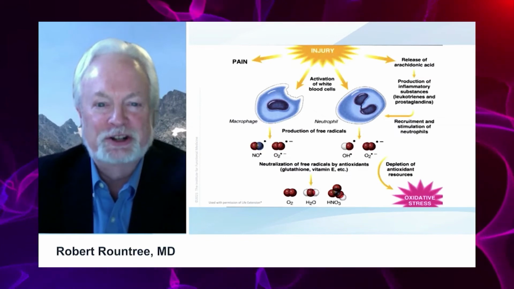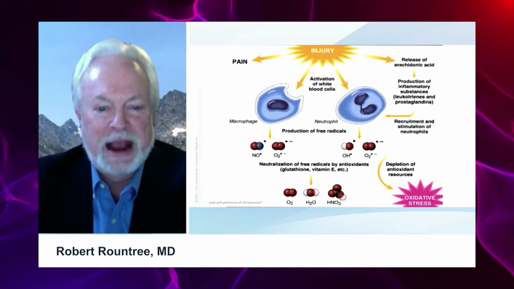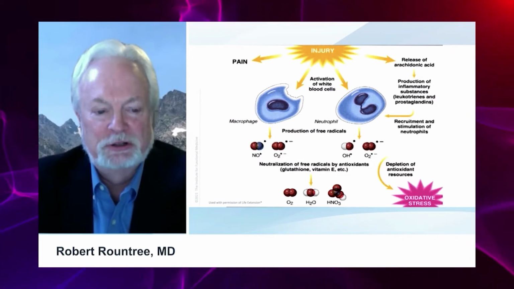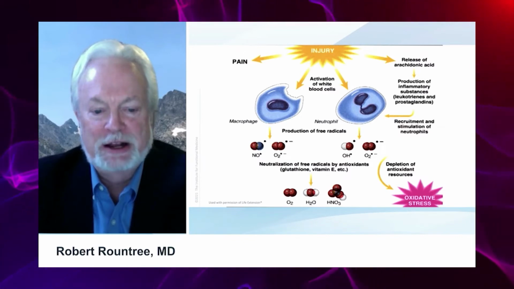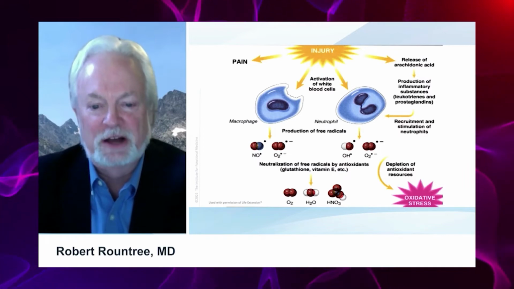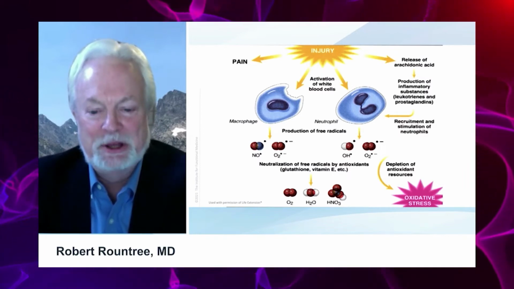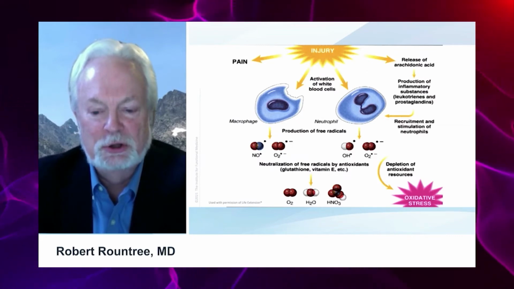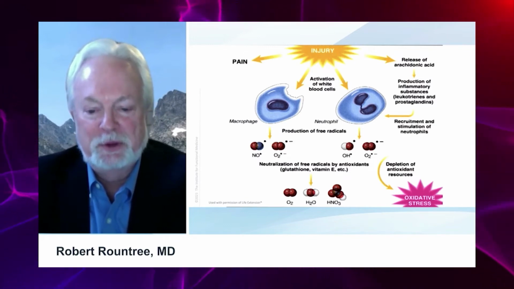An injury to tissue activates white blood cells. We see macrophages and neutrophils producing free radicals, nitric oxide, superoxide, hydroxyl radical. All of these things are helpful in that they kill off microbes, but at the same time, they can damage surrounding tissue.